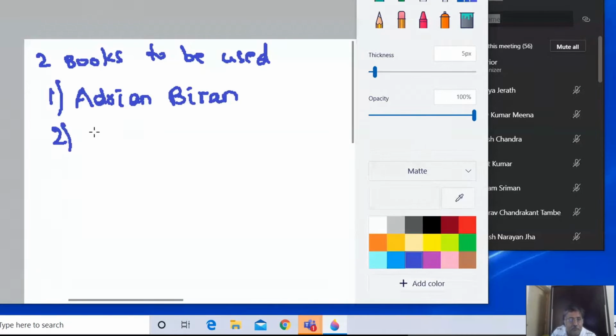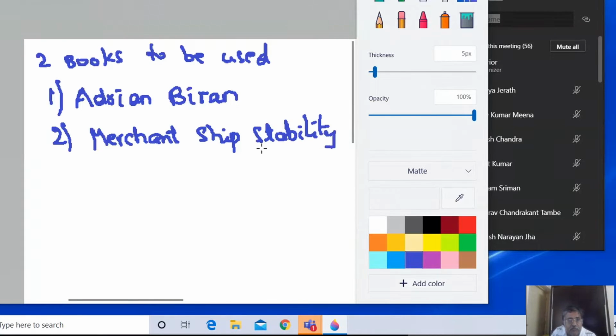Then there is a book called Merchant Ship Stability. This is by an author named Lester. This book basically has a lot of problems, a lot of worked out examples.